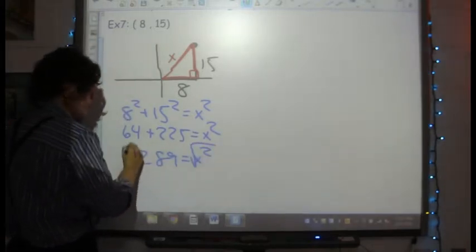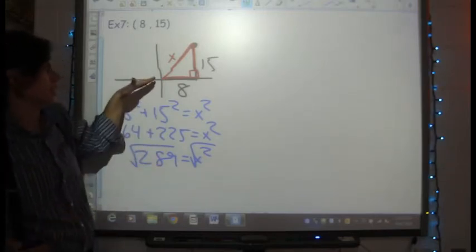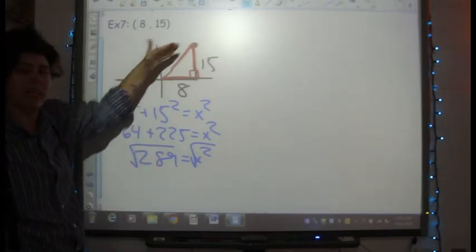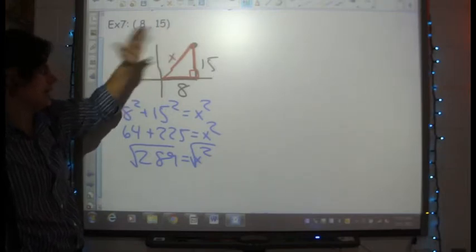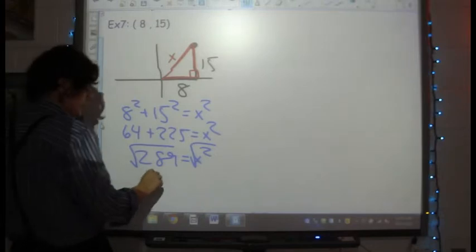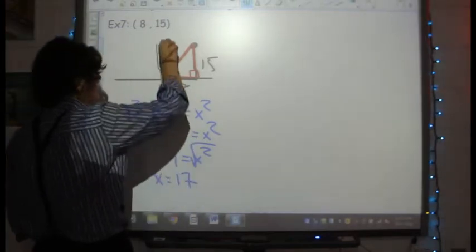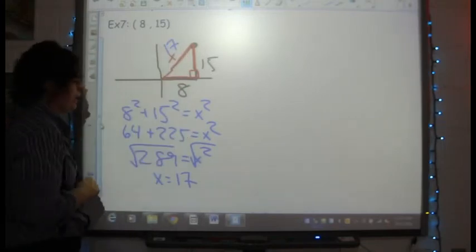Take a square root. Now, typically when you take a square root, you put a plus or minus up front. However, we're talking about the hypotenuse. We're talking about a length here, so it is not going to be negative. The hypotenuse is never negative there. So the square root of 289, anybody know the square root of 289? 17, very good. So I'm going to put a 17 up there for my hypotenuse.